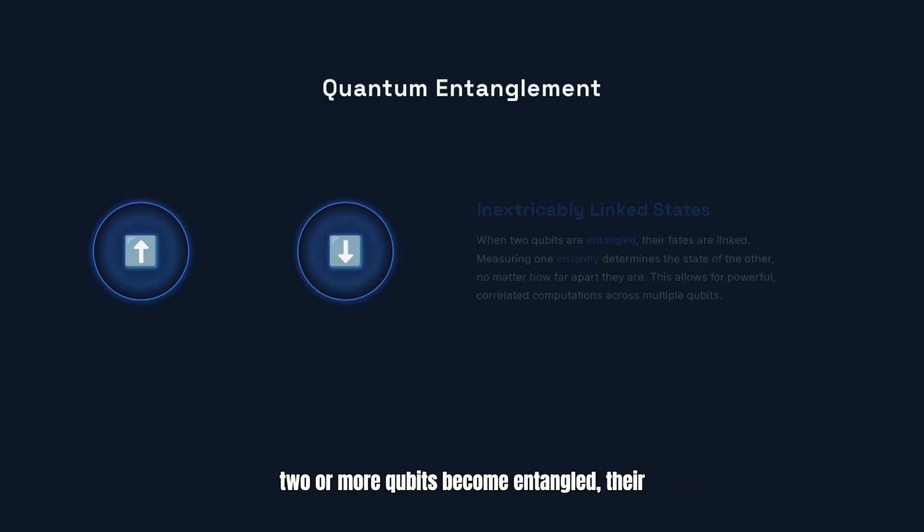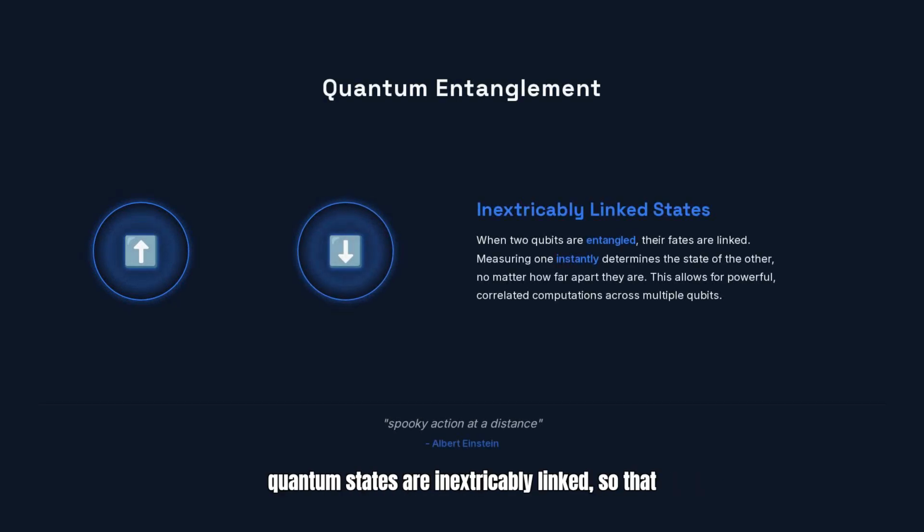When two or more qubits become entangled, their quantum states are inextricably linked, so that measuring one instantly determines the state of the other, no matter the distance between them. This spooky action at a distance, as Albert Einstein famously called it, defies classical physics and enables quantum computers to perform correlated computations across multiple qubits efficiently.